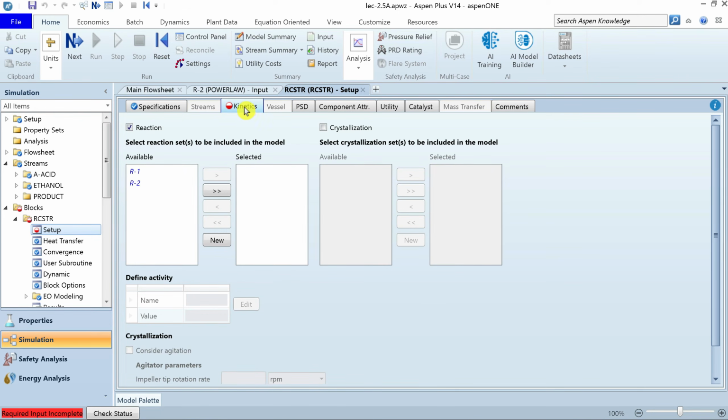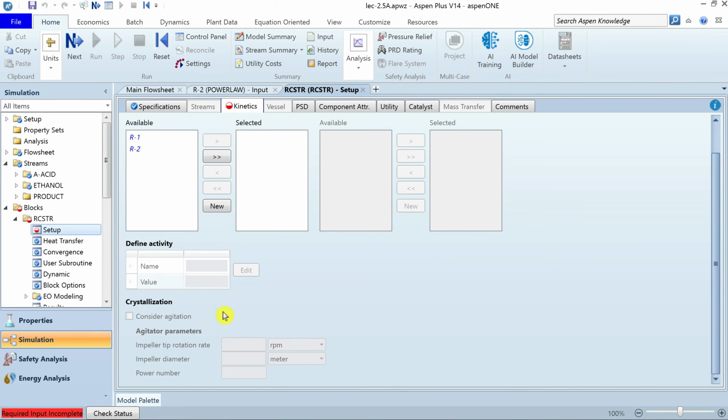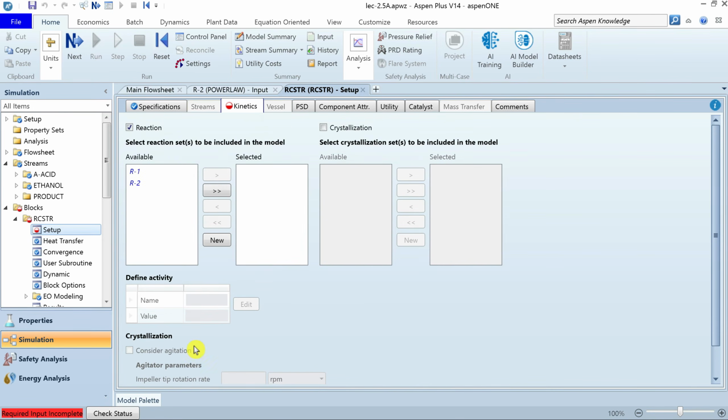The CSTR model can be used as a stirred tank reactor for simple reactions as well as for crystallization reactions or fermentation reactions. In case of crystallization, the details of the agitator can be defined in terms of the impeller tip rotation, impeller diameter, and power number. There is also an option to uncheck the reaction, so no reaction will be attached to this vessel, and the vessel can be used as a simple mixer without any reaction taking place inside the vessel.